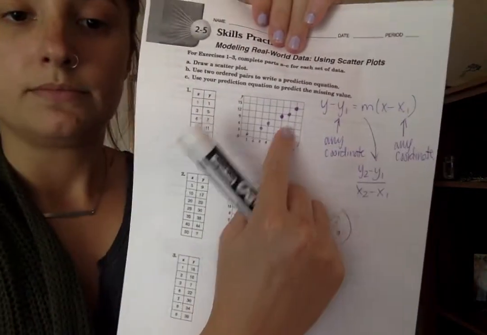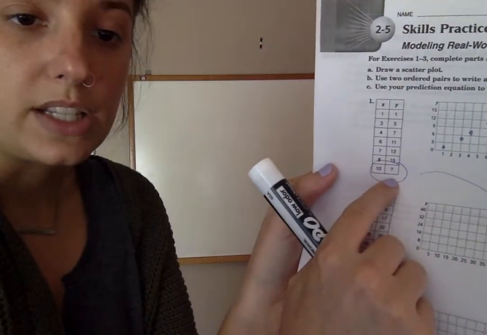It gives you all the XY values. You're just going to dot them. That's your scatter plot. You're just going to plot every single one of those XY points on your graph. Okay? Step number 2. Use two ordered pairs to write a prediction equation, and then use that equation to predict the missing value. If you notice, there's a question mark here, that's the missing value.